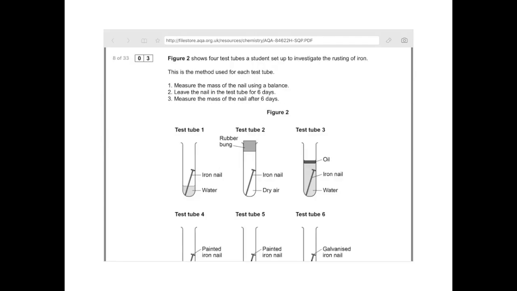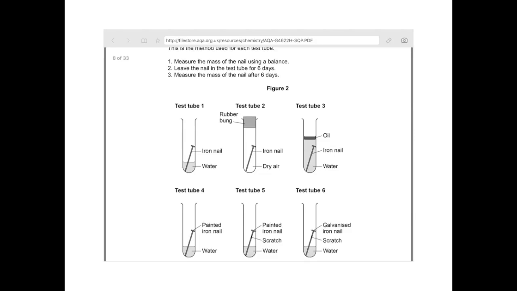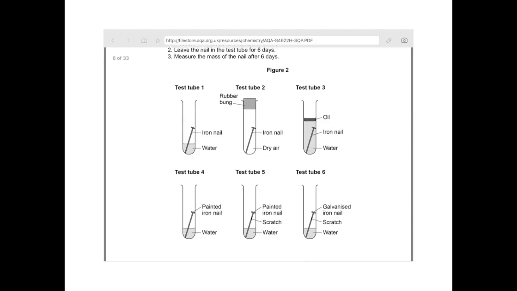3. Figure 2 shows 4 test tubes a student set up to investigate the rusting of iron. This is the method used for each test tube. Measure the mass of nail using a balance. Leave the nail in the test tube for 6 days. Measure the mass of the nail after 6 days. And we've got lots of different experiments.